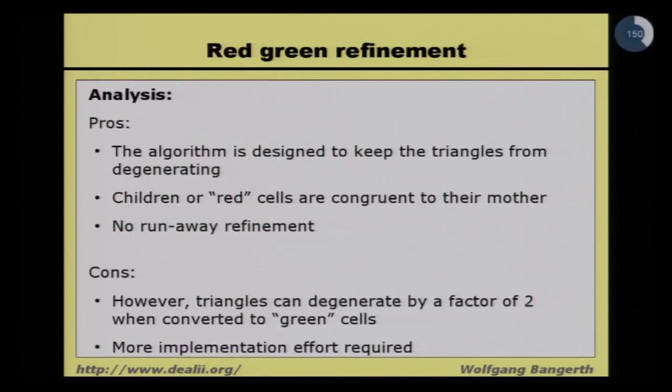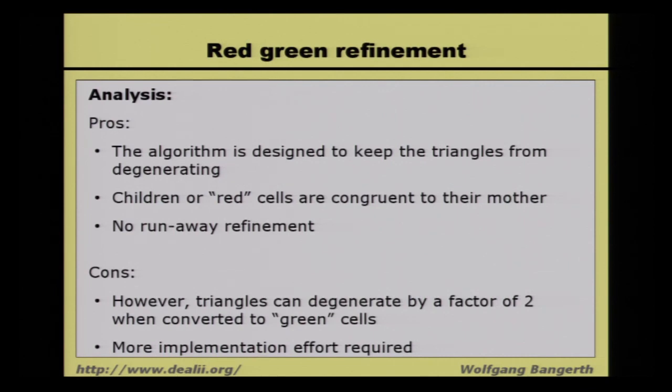So if you analyze this sort of method, you will find that it also keeps triangles from degenerating. In the worst case, you make it worse by a factor of 2, but you can never have a runaway effect of making these triangles worse and worse and worse into slivers. The process always terminates after a finite number of steps, because if you hit a green triangle, you make it into a red, but the red one might at worst introduce 1 green one layer away.